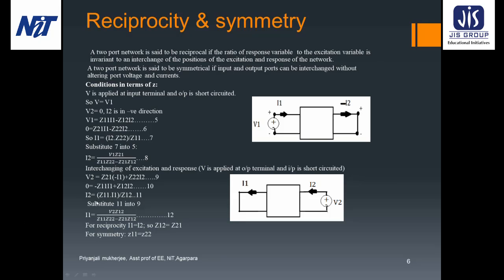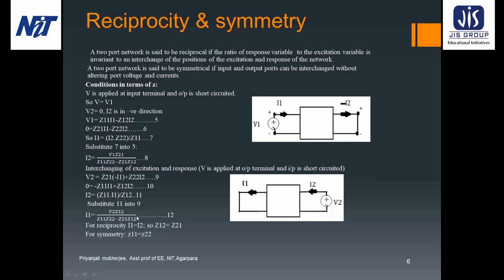Now we can substitute this I2 value into this equation. That means V2 equal to Z21 into minus of I1 plus Z22 into I2. After substituting that value, we can find out that I1 becomes V2 Z12 by delta Z.